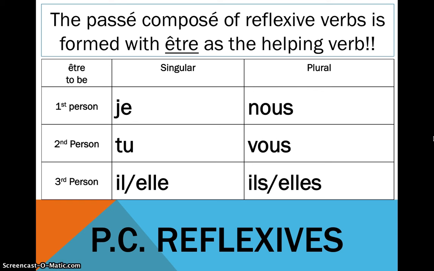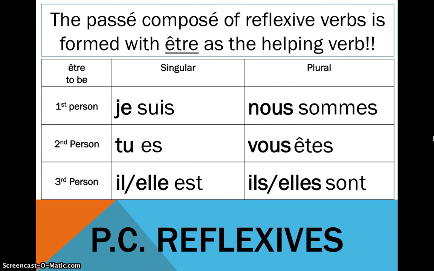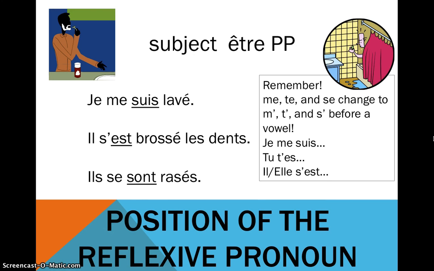Okay, let's see how you did. Reflexive pronoun then, because you know the rules with Vandertramps. You've studied them, you've learned them, you know the agreement rules. So now the difference is, what do we do with this reflexive pronoun? We put it right before être. So we have je me suis lavé, il s'est brossé les dents, ils se sont rasés.